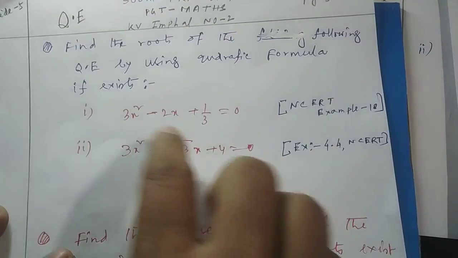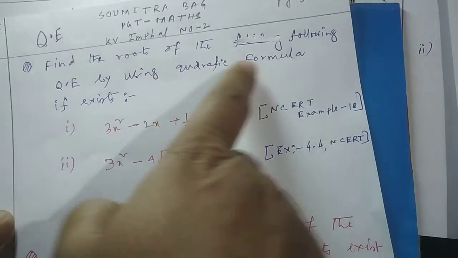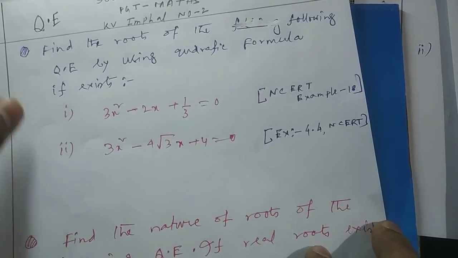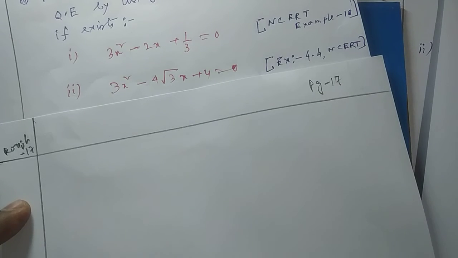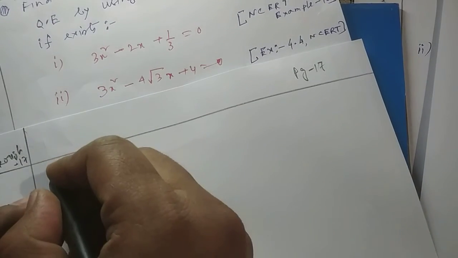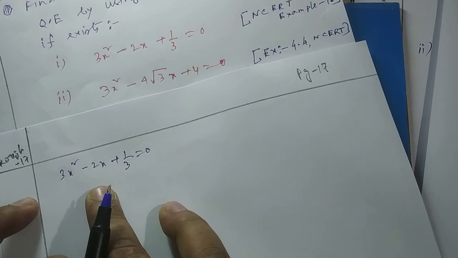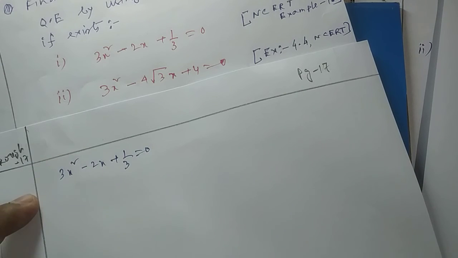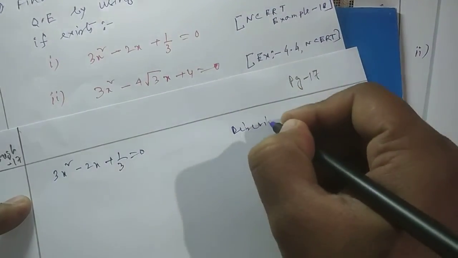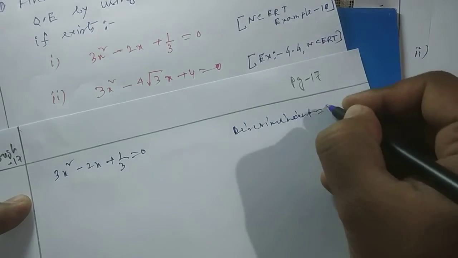First, look at the first question. Find the roots of the following quadratic equations by using quadratic formula, if they exist. Now, let us solve one by one. Here the first question is 3x square minus 2x plus 1 by 3 equal to 0. Here we have to find the roots of this equation by using the quadratic formula. If they exist, means first we need to find the discriminant. We know the discriminant is b square minus 4ac.